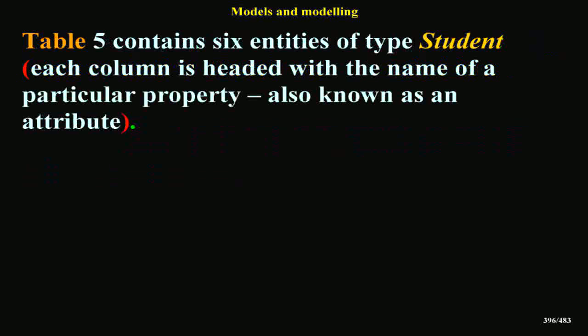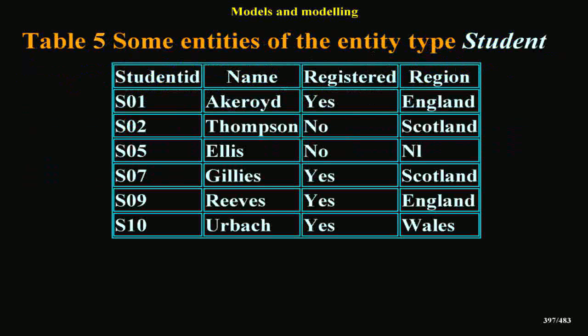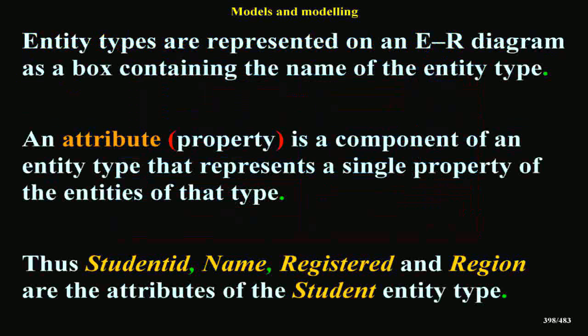Table 5 contains 6 entities of type student. Each column is headed with the name of a particular property, also known as an attribute. Table 5. Some entities of the entity type student (studentid, name, registered, region): S01 Acorn, yes, England; S02 Thompson, no, Scotland; S05 Ellis, no, NL; S07 Gillies, yes, Scotland; S09 Reeves, yes, England; S10 Urbach, yes, Wales. Entity types are represented on an ER diagram as a box containing the name of the entity type.